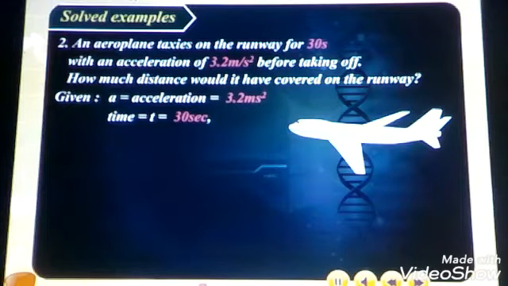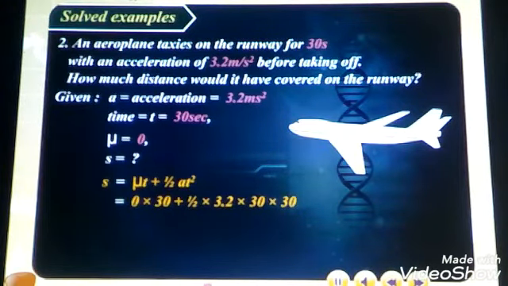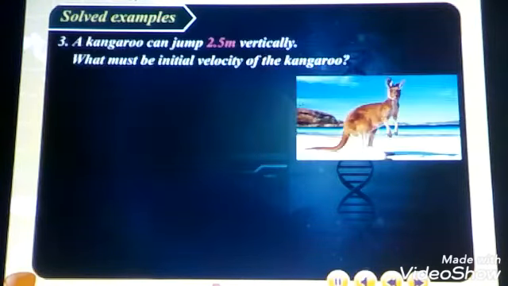Time t is equal to 30 seconds, u is equal to 0, and we need to find s. S is equal to ut plus half of at square. Therefore, 0 into 30 plus half into 3.2 into 30 into 30. So that will be equal to 0 plus 1.6 into 900. Therefore, 1.6 into 900 is equal to 1440 meters.